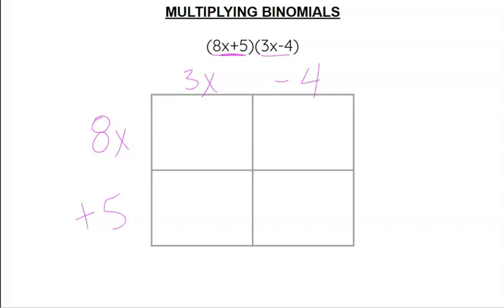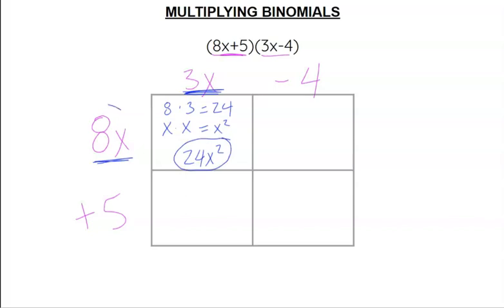Next, we're going to multiply all 4 boxes. So for this first box, we need to do 8x times 3x. So 8 times 3 is 24. And x times x is x squared. We got 2 x's, so raise it to the power of 2. 24 and x squared together make 24x squared. So that's for that first box.